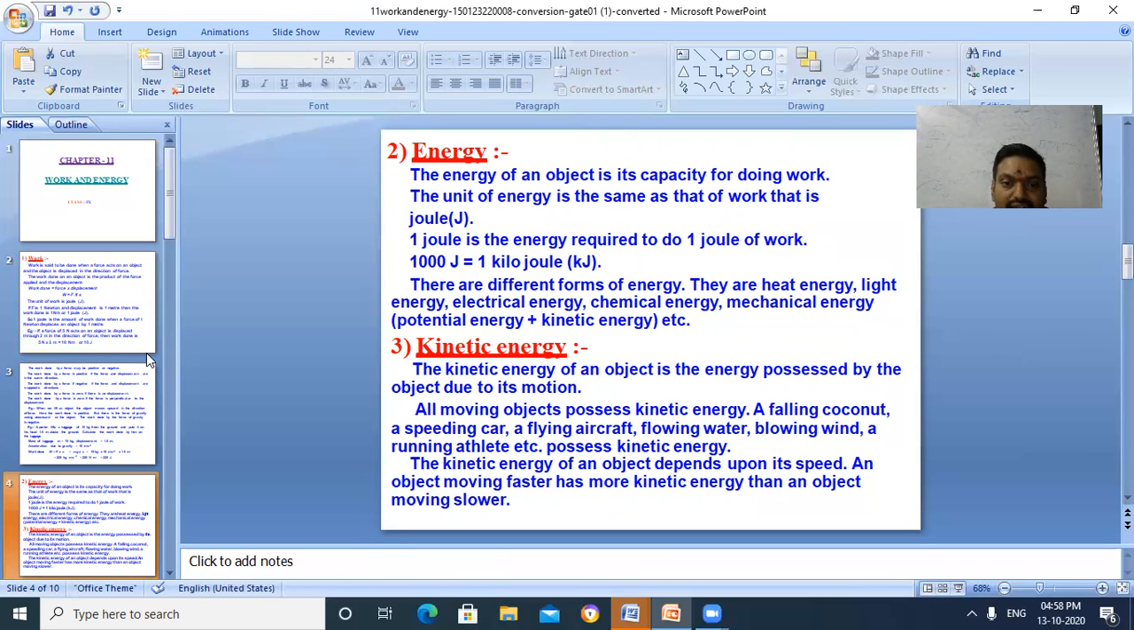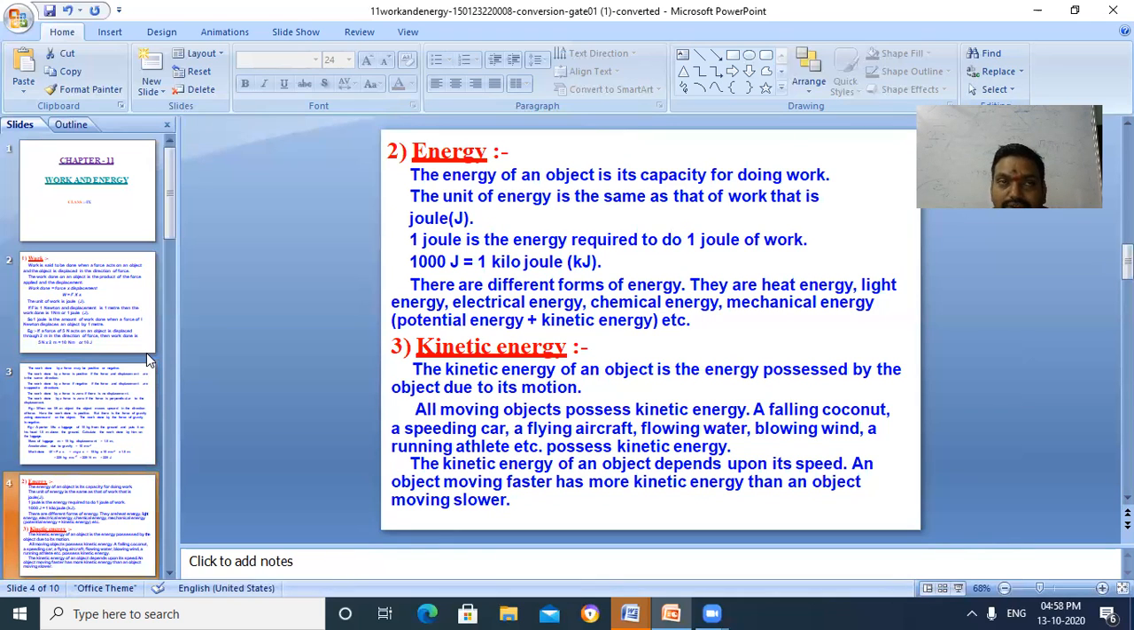Once you define energy as the ability to do work, there are two different types of energy: one by virtue of its movement, and one by virtue of its position. First let us look at kinetic energy, which is by virtue of movement. The energy possessed by an object due to its motion is said to be kinetic energy. All moving objects possess kinetic energy: a falling coconut, a speeding car, a flying aircraft, flowing water, blowing wind, a running athlete.